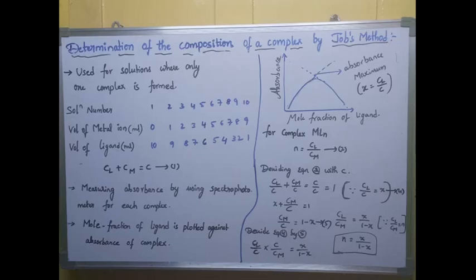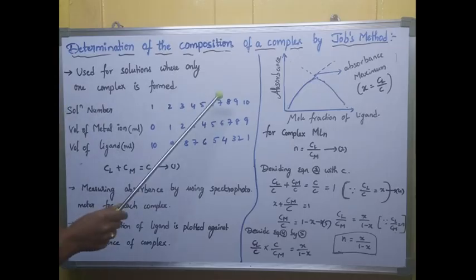Hello students, today I'll explain about Job's method. Job's method is useful for the determination of the composition of a complex. So we'll find out the composition of a particular complex by using this method. Now this method is useful only when there is one complex formation. If you are taking any particular solution, there should be one complex formation. Then only this method is applicable.